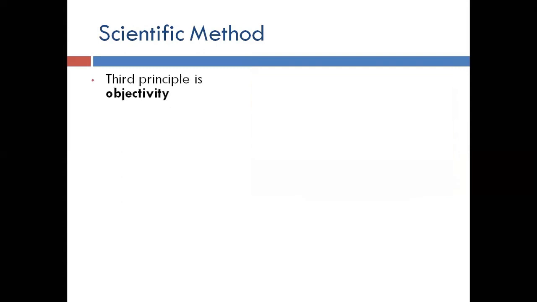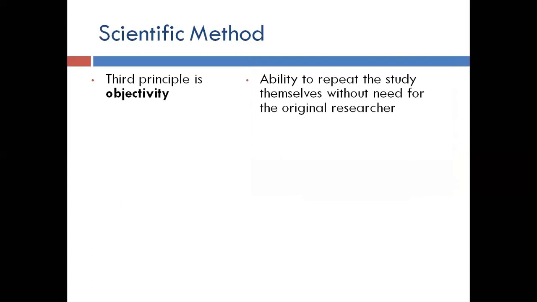Now, the third principle is objectivity. Objectivity is that principle where there is ability to repeat the study themselves without the need for the original researcher. We don't need the original researcher, whosoever he or she may be. We have the theory, we have the hypothesis, and we can repeat the study once again.